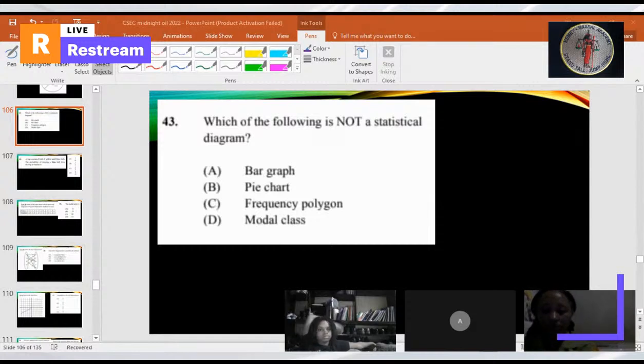Miss, so bar graph and pie chart are statistical diagrams. I've never seen a frequency polygon. Frequency polygon is one as well. The modal class is not. Remember, the mode is the most frequent, right? So that is an analysis of the data, not exactly a diagram to show the data.